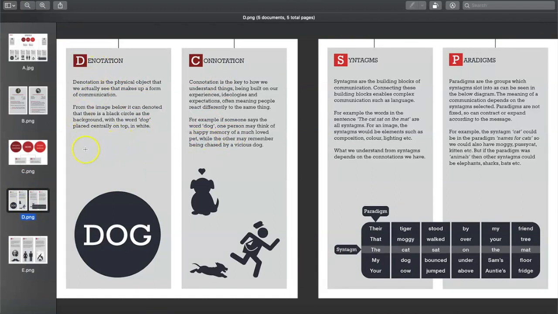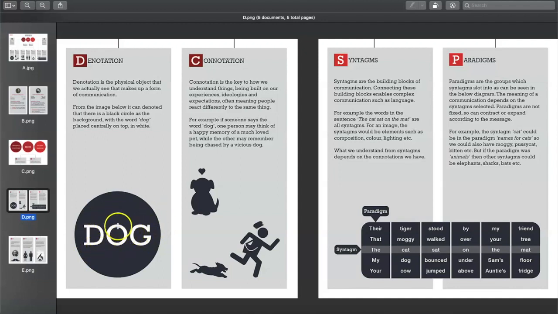So a denotation is the physical object that we actually see that makes up the form of communication. From the image below, it can be denoted that there is a black circle, which serves as the background, and the word dog is dropped out in white on it. So if we never knew what a dog was, if you can't read the word dog, all you could possibly say is there's a black circle with 3 white letters on top of it. That's it. You're done. But because we can read the word dog, that takes us to the next level of understanding.